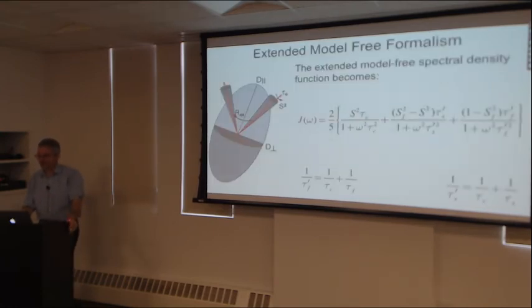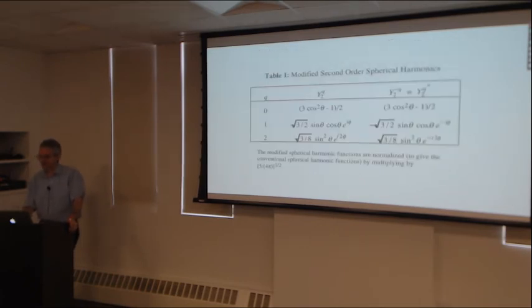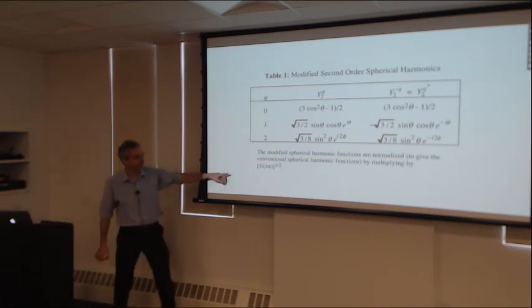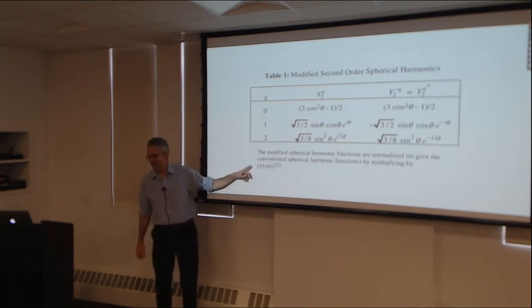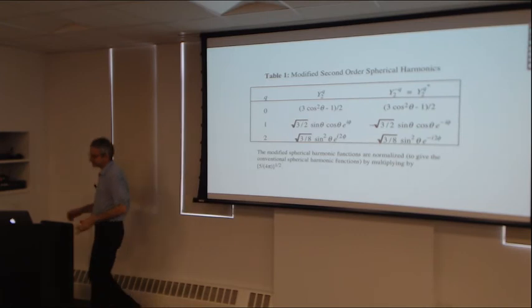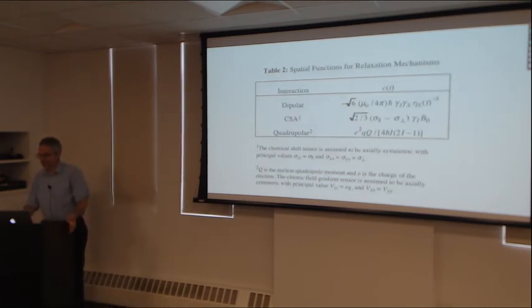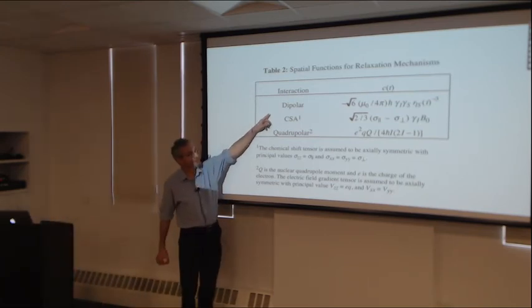So the other part of relaxation then is working out these double commutators. So we have to know the spherical harmonics, so here are the spherical harmonics. And again, just to warn you that depending on what text you look in, there can be different normalization factors for the spherical harmonics, so you have to pay attention to that. And then we need to know the C's. So I think you've seen all of these from Ann, the coupling constants for the dipole interaction, chemical shift anisotropy, and quadrupole.